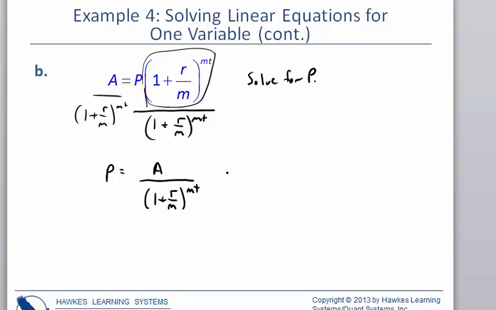And so it is solved for P at that point, but we may want it to look a little nicer. And so one thing that we can do is we can take this denominator and pull it up to the numerator and cause that exponent to become negative. And so that may be a slightly better way to write it. P is equal to A times 1 plus R over M raised to the negative MT power.